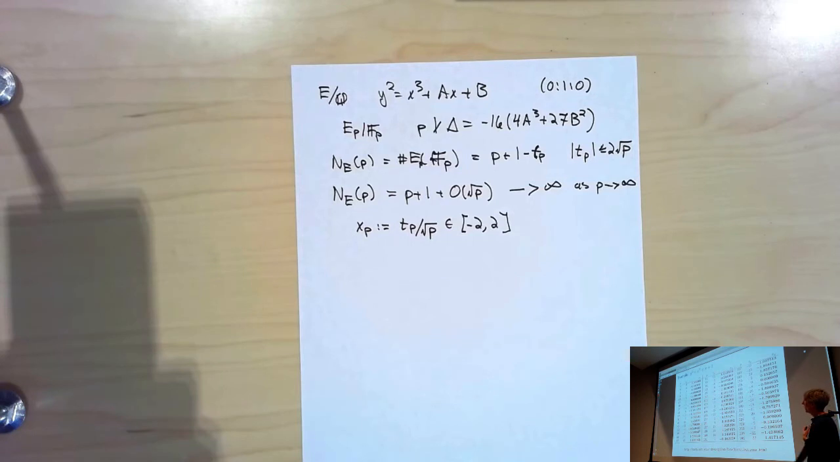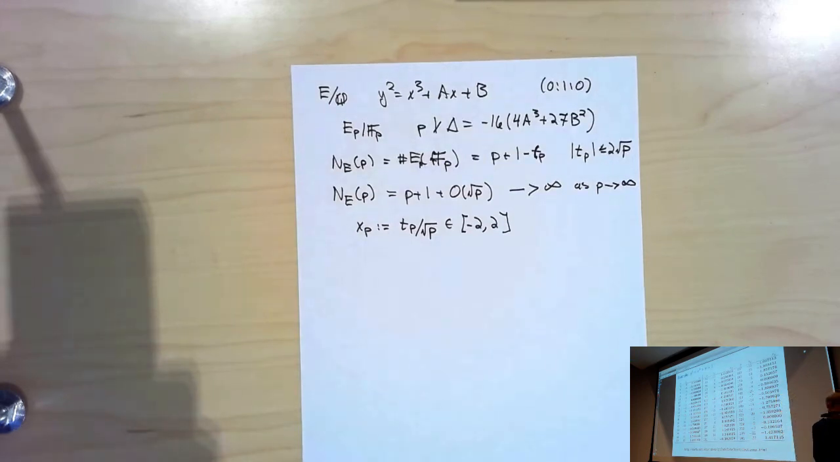Here's an example. I've taken a particular elliptic curve, y^2 = x^3 + x + 1. For each prime of good reduction, I've counted the number of points on that curve and subtracted off p + 1 to get the trace of Frobenius, t_p, which is some integer. Then I've divided by the square root of p to get x_p, which is some real number. And you can see that indeed they are always between -2 and 2. Okay, does anyone see the pattern? No clear pattern. Maybe it's negative more often than it's positive, but no obvious pattern.